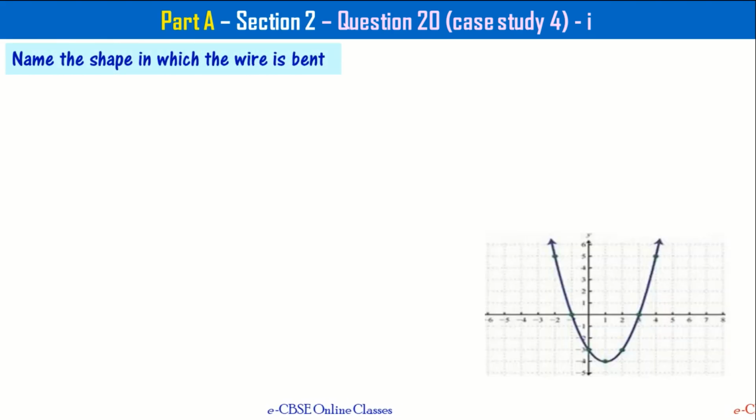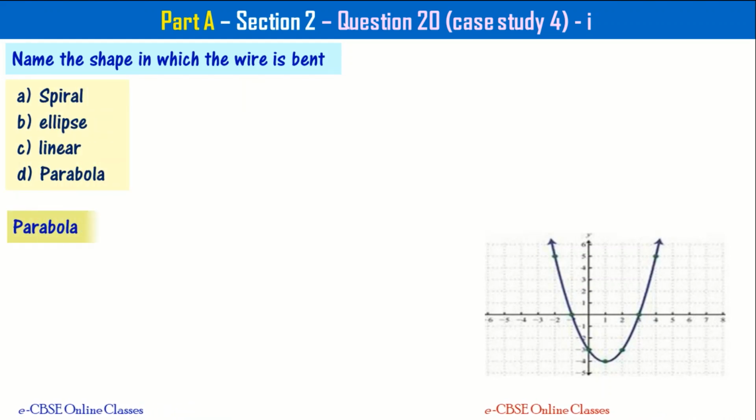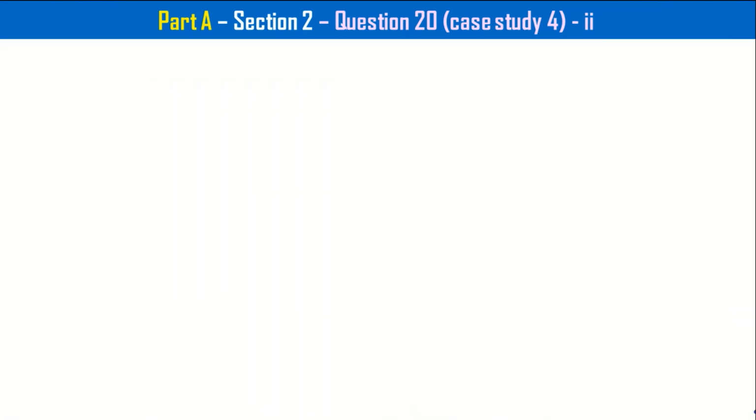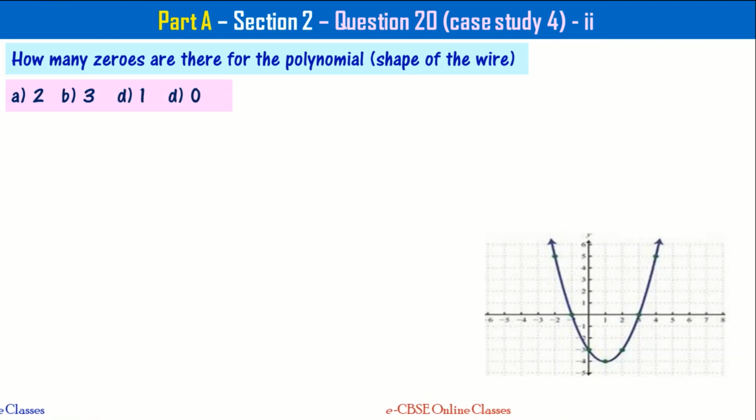Subpart 1. Name the shape in which the wire is bent. This particular shape is called parabola, and answer is choice D. How many zeros are there for the polynomial or shape of the curve? The figure is given and choices are there.